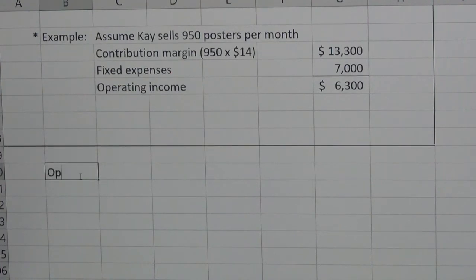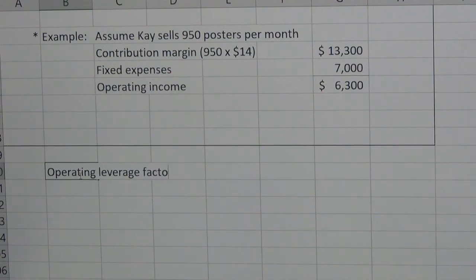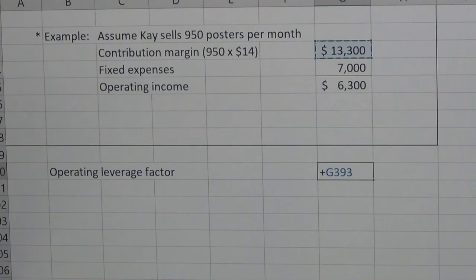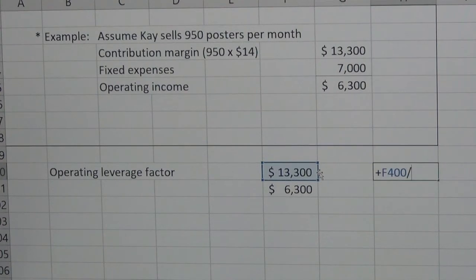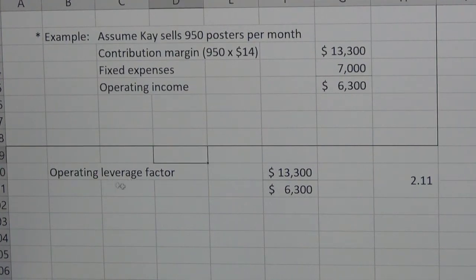So we'll compute the operating leverage factor. We'll take the $13,300 and we'll divide that by the $6,300. So what that means is $13,300 divided by $6,300. So our operating leverage factor is 2.11.